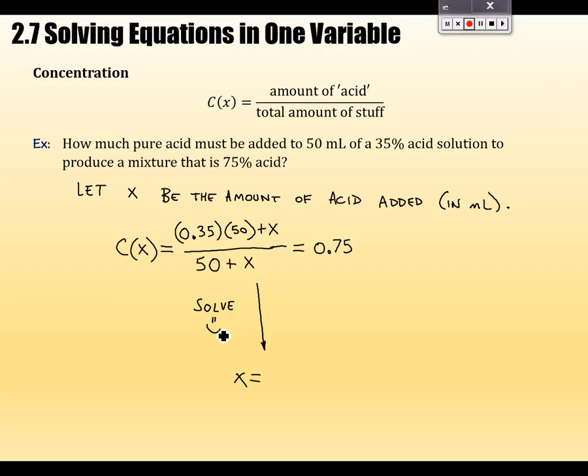Yeah. Why wouldn't it be equal to 0.75 times 50? Well, we don't know what the volume will be at the end. We want the concentration. This is a function that gives the concentration, a number between 0 and 1.